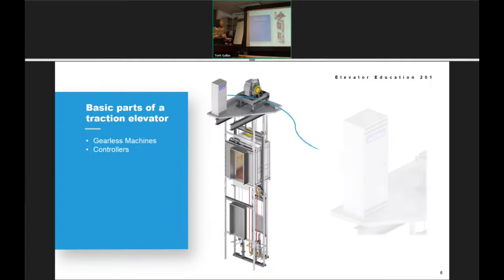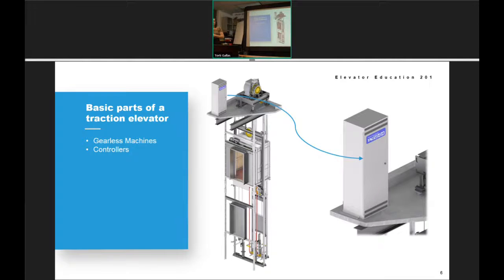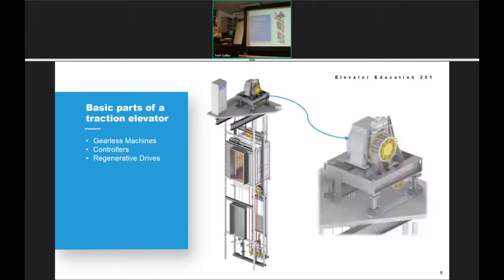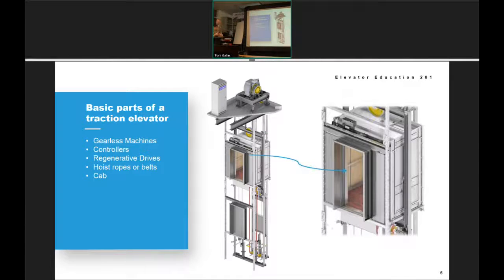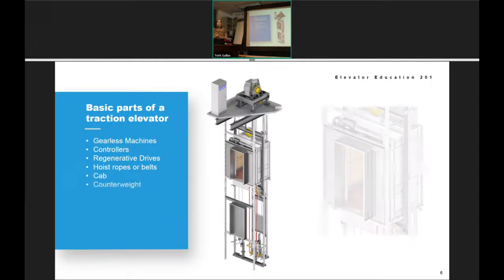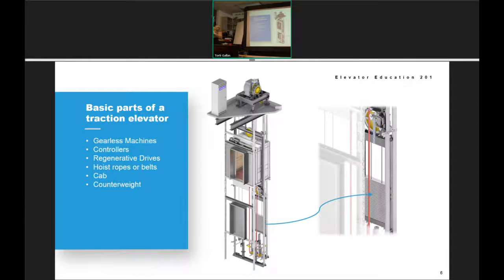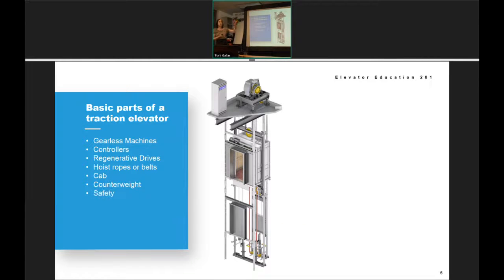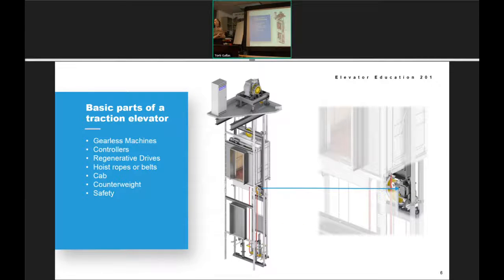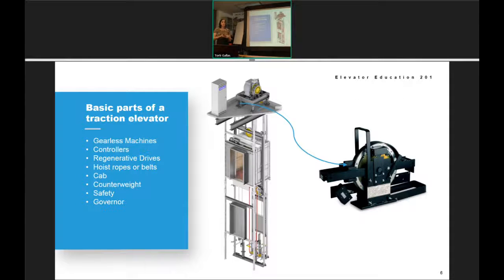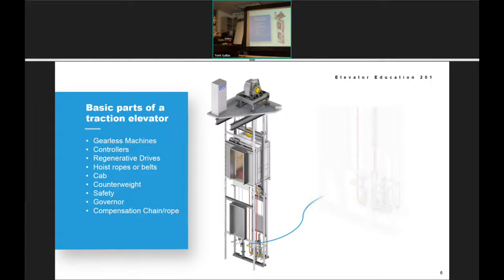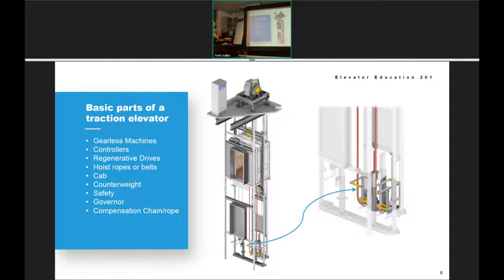So we're going to go over some basic components of the traction elevator. The gearless machine, this one we're looking at here, is a traditional traction elevator. You can see that the machine's not in the hoistway, it's on top there sitting in a penthouse, basically above the hoistway. All elevators have a controller, a control system. This one here is shown again in the machine room location. Most traction elevators today have regenerative drive. I would say that's pretty common today, that every elevator manufacturer offers that as their standard offering.